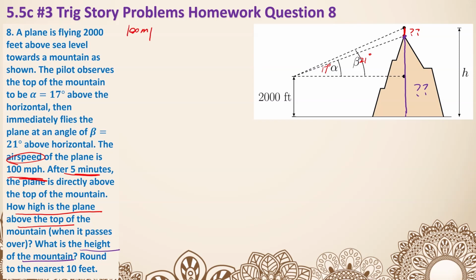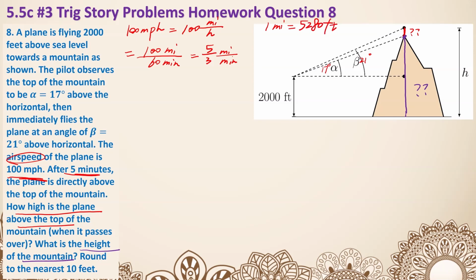So 100 miles per hour is the same as... okay, first we're going to convert it to miles per minute. So 100 miles, but each hour is actually 60 minutes. So that's basically 5/3 miles per minute. Okay, next we're going to need to change from miles into feet. Each mile is, so 1 mile is going to be 5,280 feet.